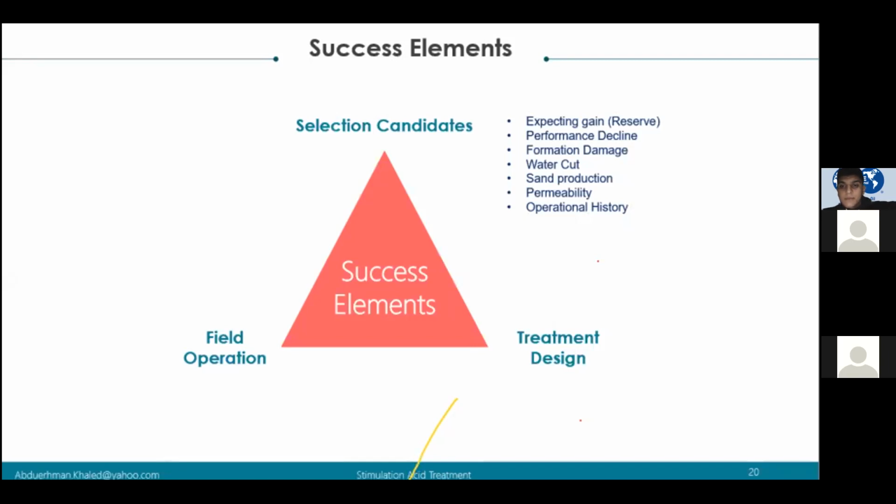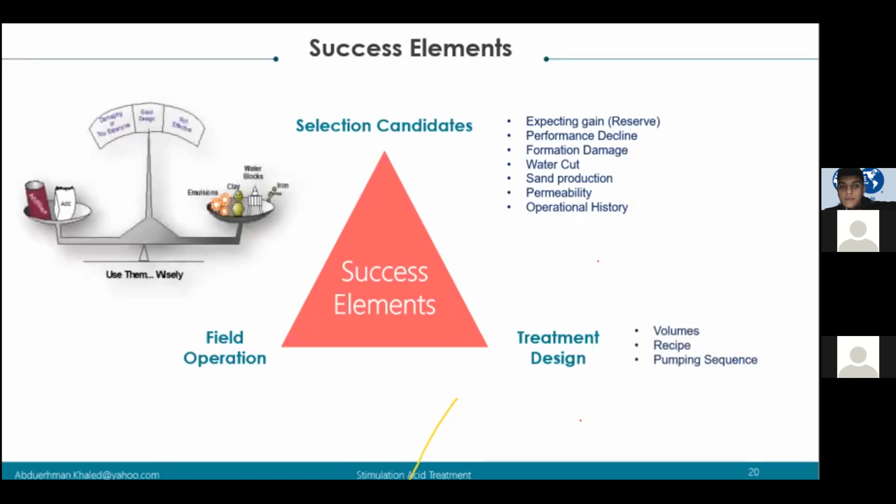And the second element is the treatment design. And the third one is the field operation. If only one of them was not designed properly, in this case, the job will not be successful. So all of them are completing each other and supporting each other. For the treatment design, this involves the volumetric calculations and recipes and the pumping sequence.